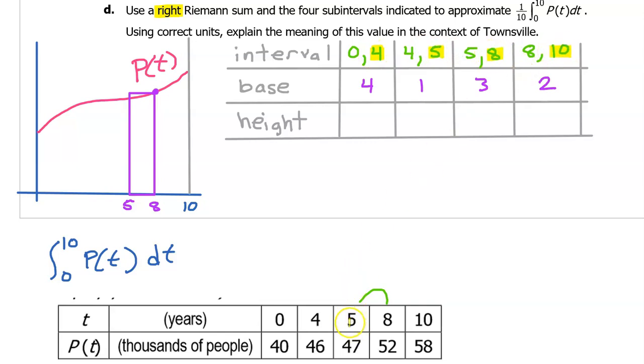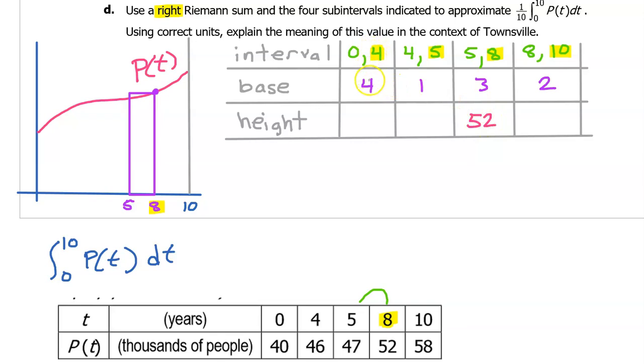Again, focus on the interval from 5 to 8. The 8 is the right-hand side. So the height of this rectangle will be P at 8. And looking at the chart, P at 8 is 52,000. So the height of the third rectangle is 52.